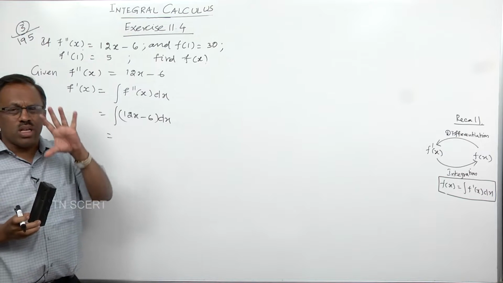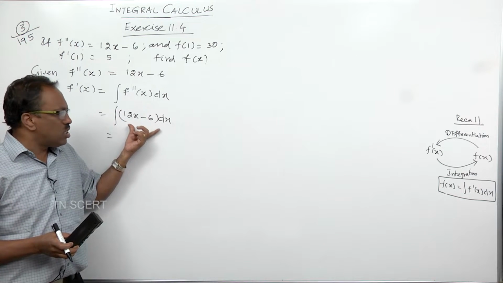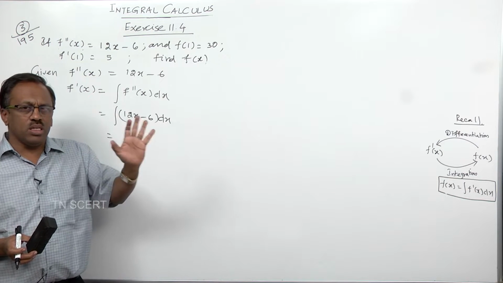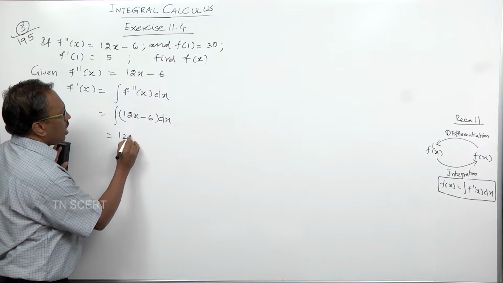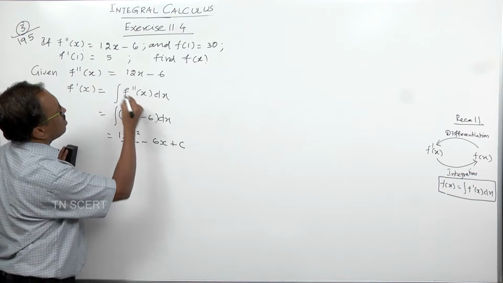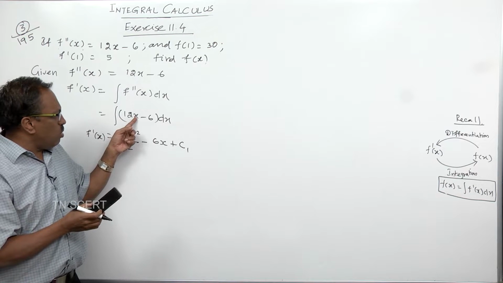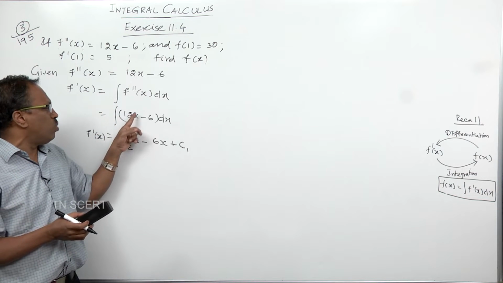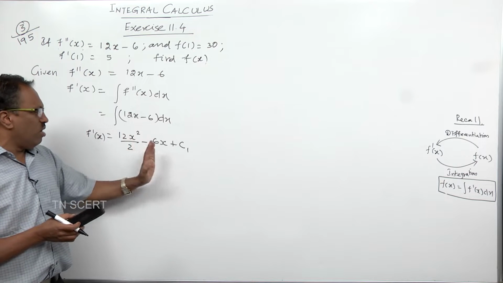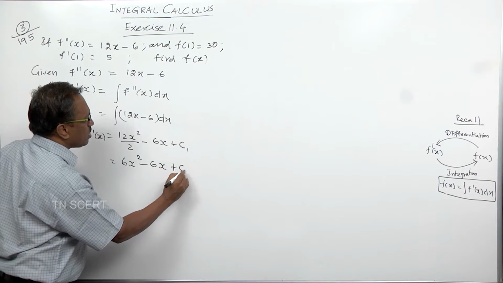While integrating, first see what kind of function it is. This is perfectly algebraic, so we use the simple formula x power n dx. So we get 12 x squared by 2 minus 6x plus c. Because we need to integrate twice, let us write f dash of x: x becomes x power n plus 1 by n plus 1, that is x squared by 2, and 6 times the integral of dx. We can do it separately and finish this way also. So we get 6x squared minus 6x plus c1.